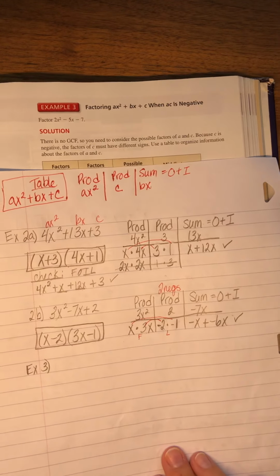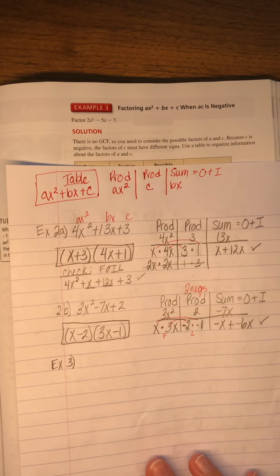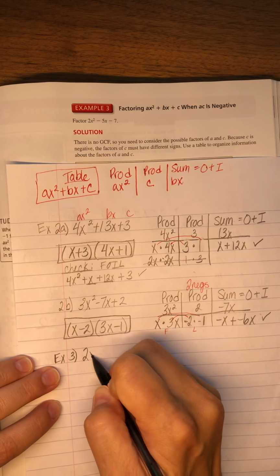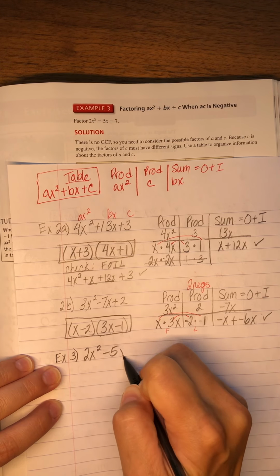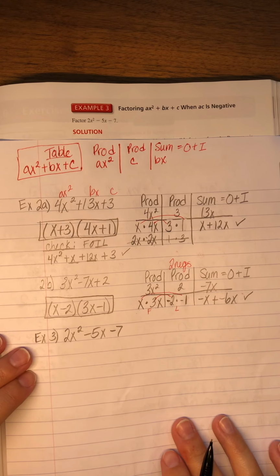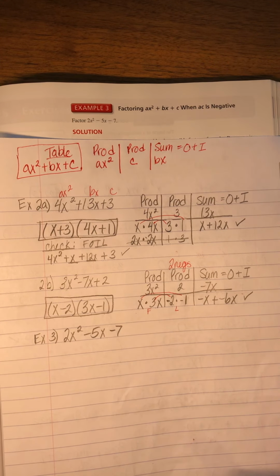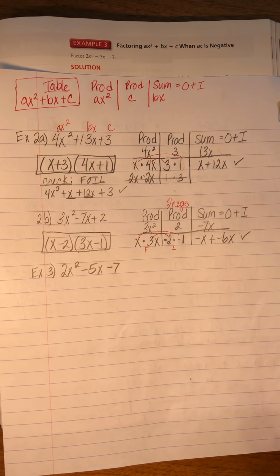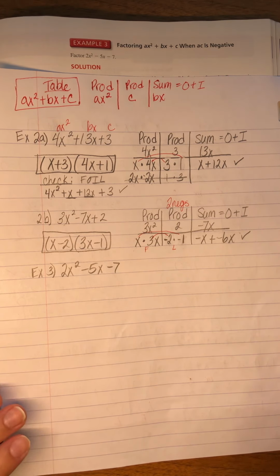Okay, we have example 3. We're gonna factor 2x squared minus 5x minus 7. First we wanna look to see if there's a GCF, and there is not. No GCF in this one. So we're gonna go ahead and make our table.